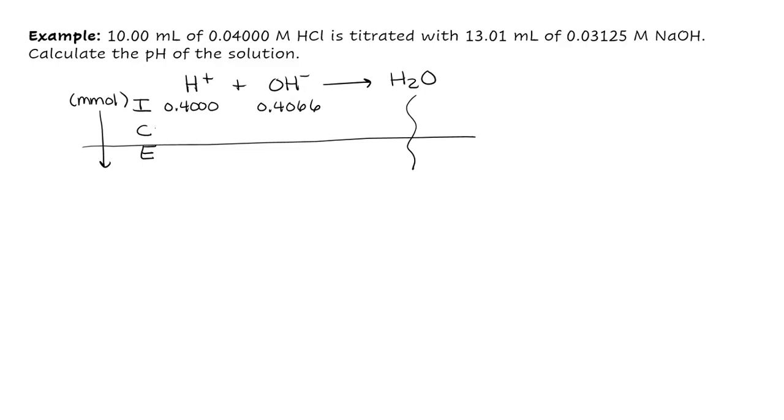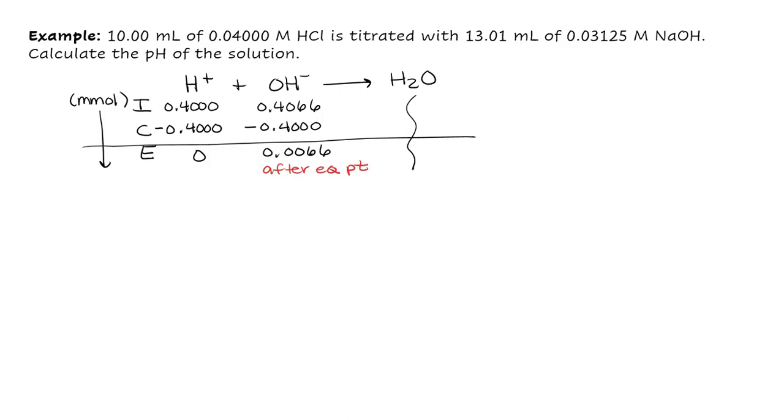Doing the subtraction, we will subtract 0.4000 from each reactant, because that's the smaller number. And that will give us 0 for hydrogen ion and 0.0066 for hydroxide ion. The next step is to recognize where we are on the titration curve. Because the H plus is at 0 and we still have some hydroxide in solution, this is the situation that is after the equivalence point.